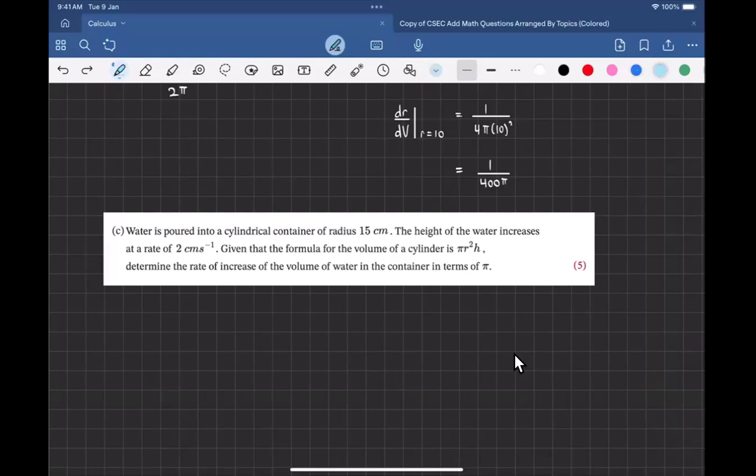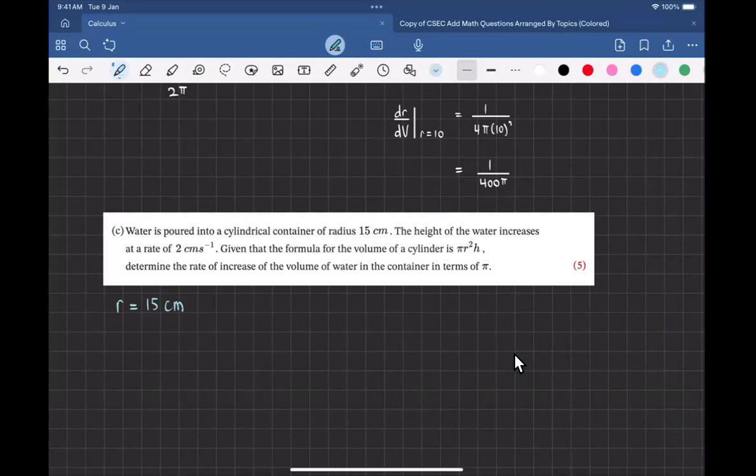I'm going to do the work in here. So water is poured into a cylindrical container of radius 15 centimeters. So they're telling us that the radius is 15 centimeters. Aliyah, if you are filling a cylindrical container, will the radius ever change? No. When you fill a cup with water, has the radius changed? No, it will not change. The height is what changes. Height is the only thing that's changing. So R is equal to 15 centimeters.